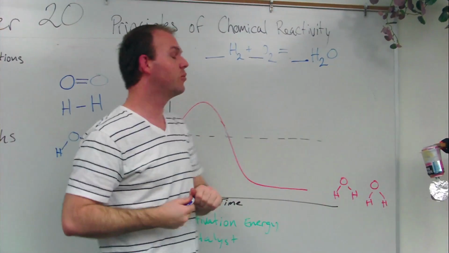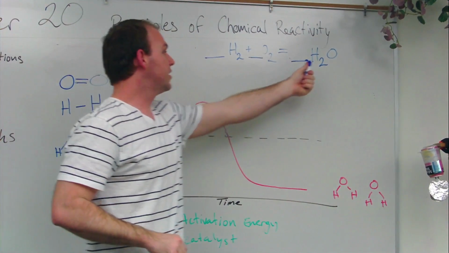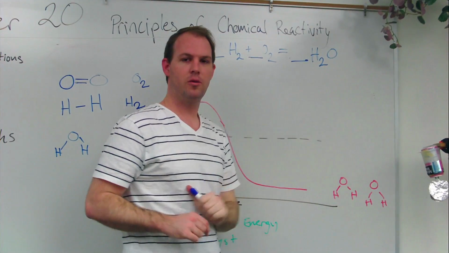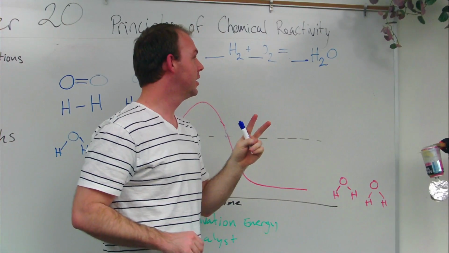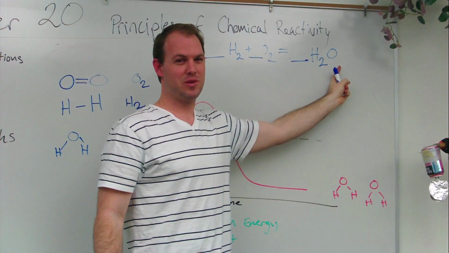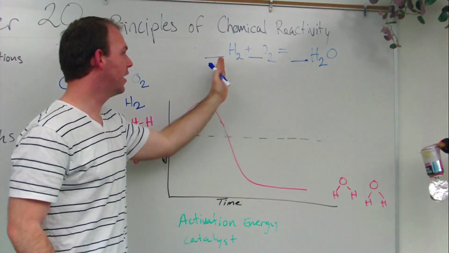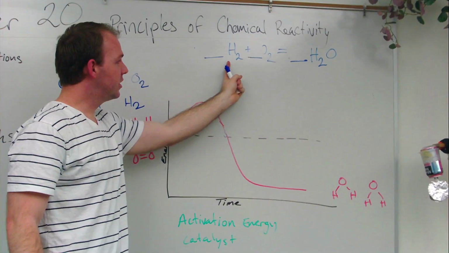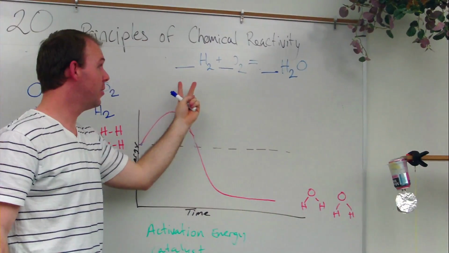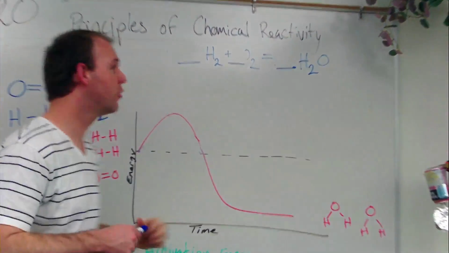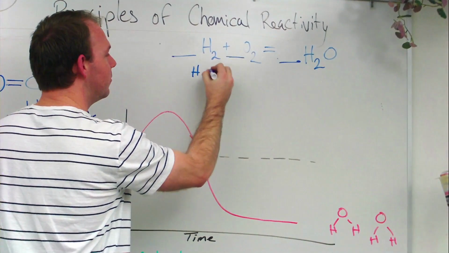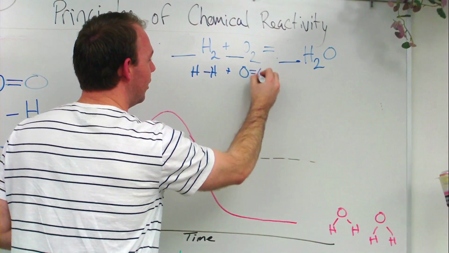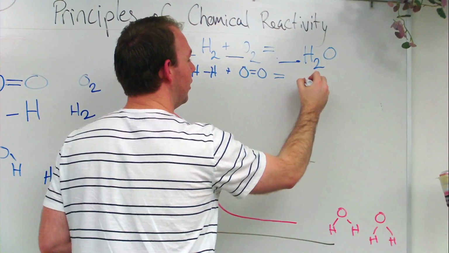Now, there's a problem with the equation the way it looks right now. This subscript, this little 2, means that in this molecule of water, we have 2 hydrogens. There is no subscript behind oxygen, which means there's only 1 oxygen. And if we look over here, we have the hydrogen and oxygen molecules respectively. This hydrogen has 2 hydrogen atoms in the molecule, and this oxygen has 2 oxygen atoms. So if we were to draw this out, it would look like this: hydrogen molecule plus oxygen molecule equals water molecule.